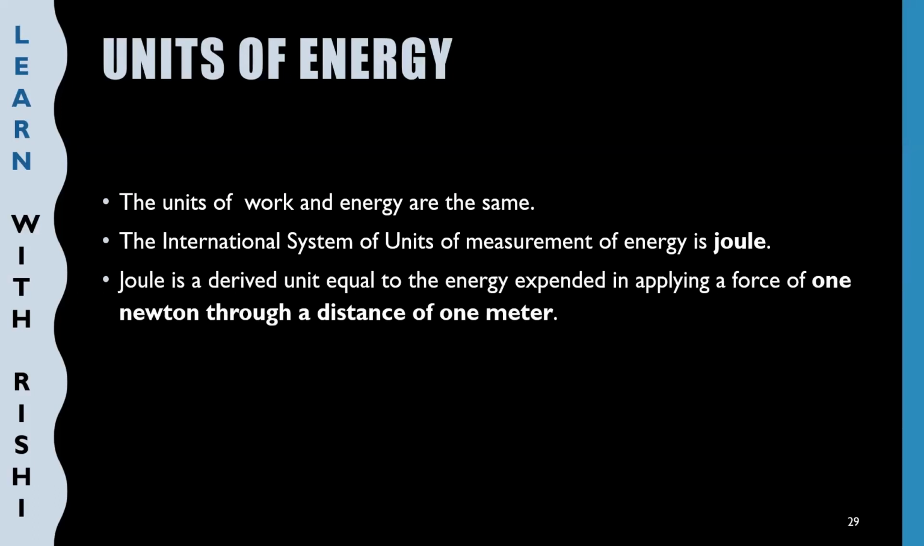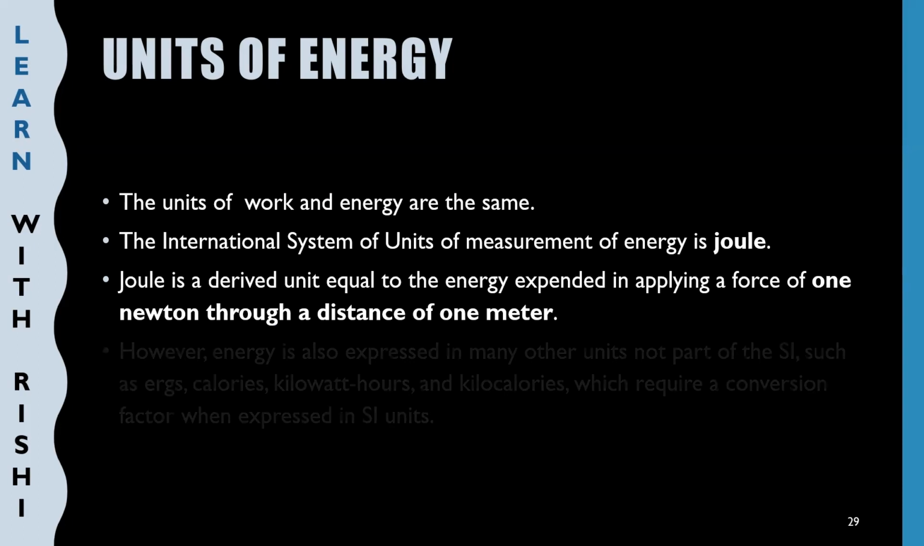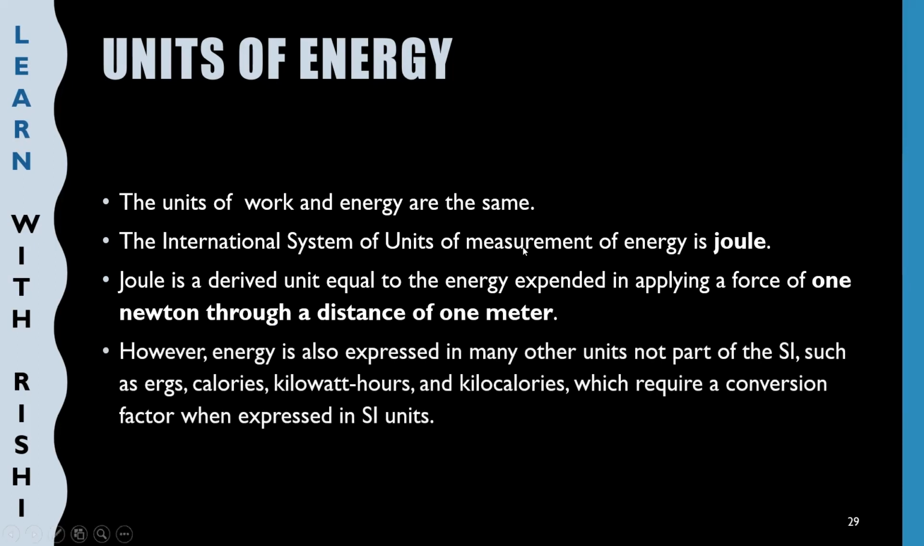Joule is a derived unit equal to the energy expended in applying a force of 1 Newton through a distance of 1 meter. So the definition of joule says that it is a unit equal to how much energy we have spent on applying a force of 1 Newton through a distance of 1 meter. And that energy we have spent is referred to as 1 joule. However, energy is also expressed in many other units not part of the SI system, such as ergs, calories, kilowatt hours, kilocalories, etc., which require a conversion factor when expressed in SI units.